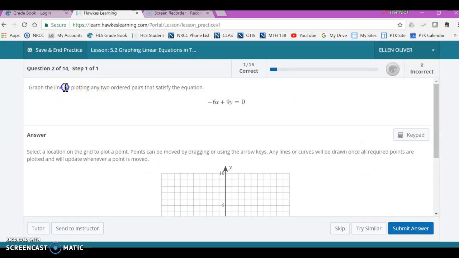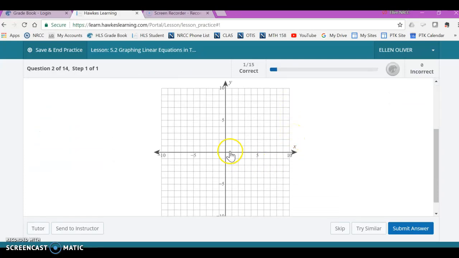This one says by plotting any two ordered pairs, okay? So for this one, I'm going to set up my T-chart again, but I'm going to pick any numbers I want for x. Any numbers, literally, anything. There are some that are going to be easier to work with than others, and we'll talk about that as we go through this. Obviously, you need to pick x's between positive 10 and negative 10, because they won't fit on the chart if they're not. So that's one starting point.